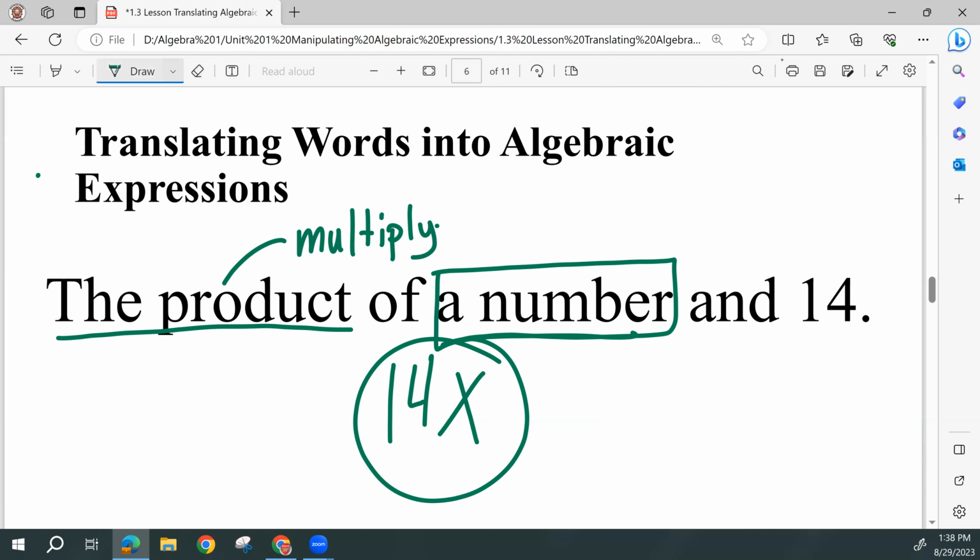So whenever we write a number next to a variable, that means we're going to be multiplying that. We don't have to actually write parentheses. We don't have to actually write any sort of multiplication symbol. It is implied and understood that a number next to a variable means we're multiplying them.